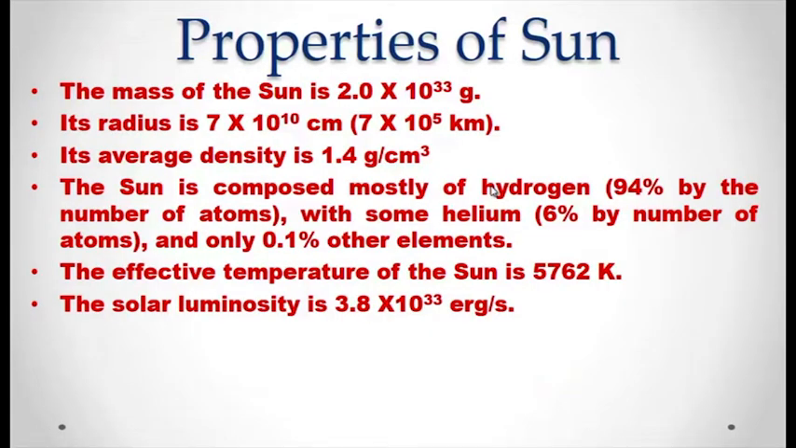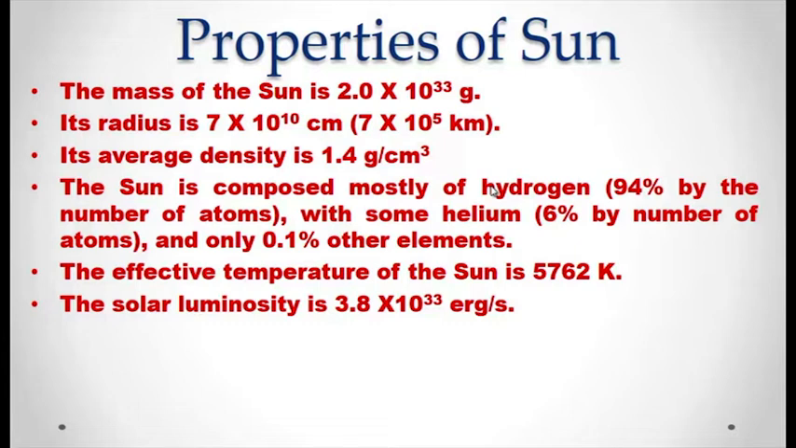Coming to the actual basic properties of Sun, its mass is about 2.0 into 10 power 33 gram. Then its radius is about 7 into 10 power 5 kilometer. Density of Sun is 1.4 gram per centimeter cube. So it's nearly the density of water. So the Sun's central part or the whole Sun is in liquid form. It's not in a solid form as we think.